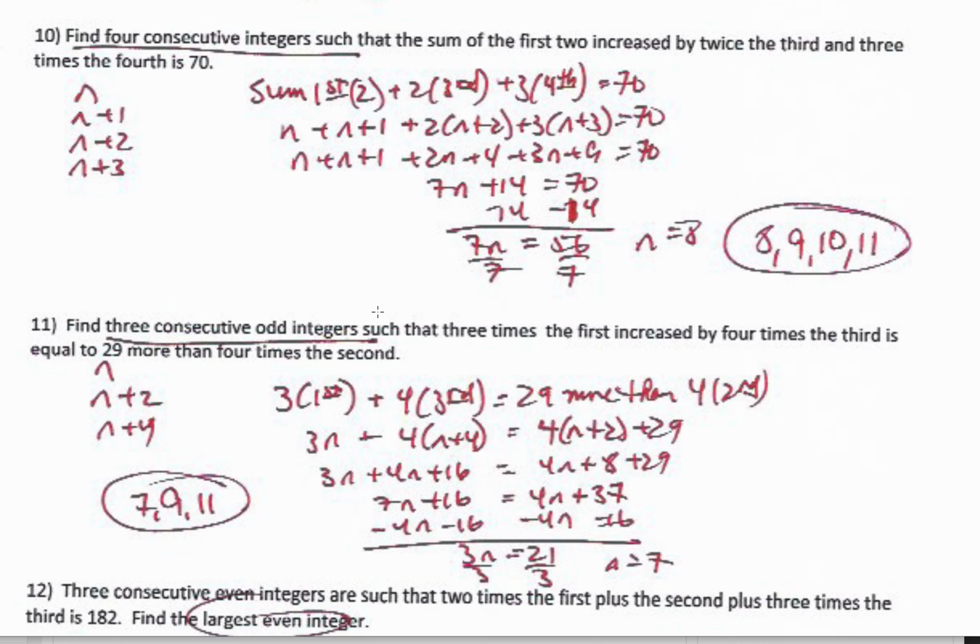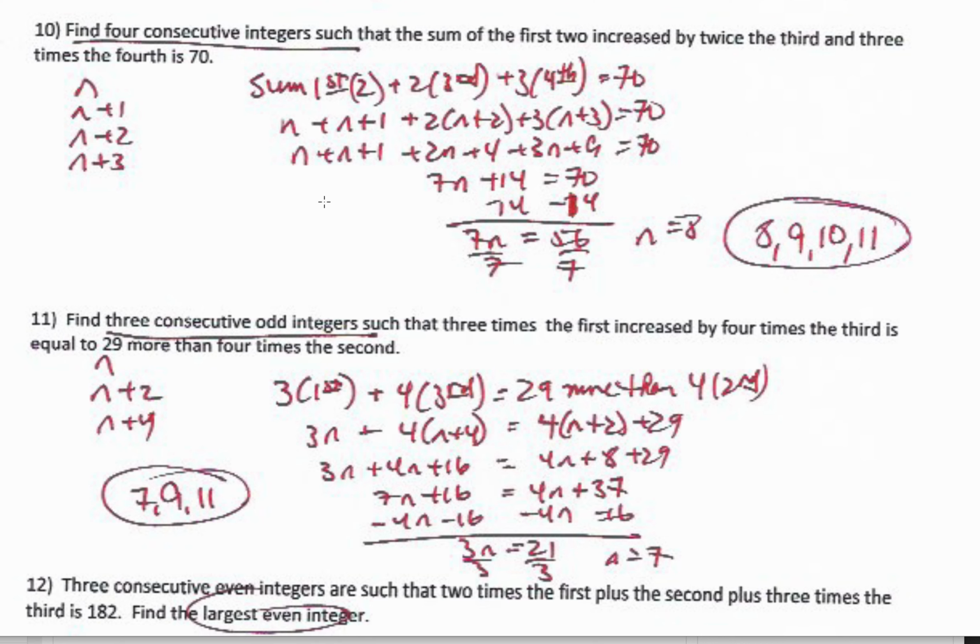Okay, so when we talk about finding consecutive integers, consecutive integers are always n plus 1, n plus 2, n plus 3, and so on. So there they are. And I always like to rewrite this in little mathematical symbols before I start filling it in. The sum of the first two, that's what it says here, the sum of the first two, plus twice the third, plus 3 times the fourth, there's 3 times the fourth, is 70.